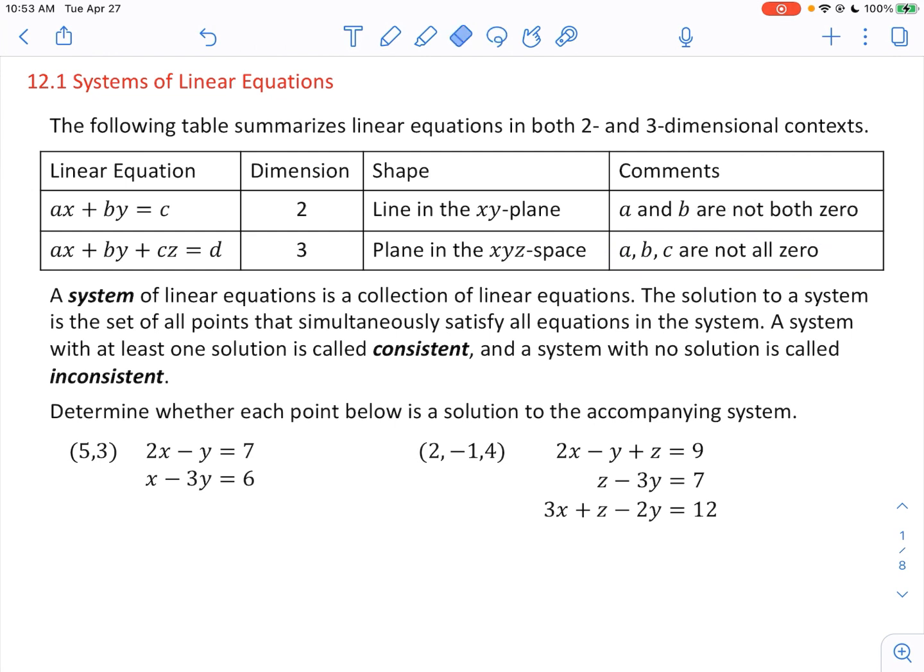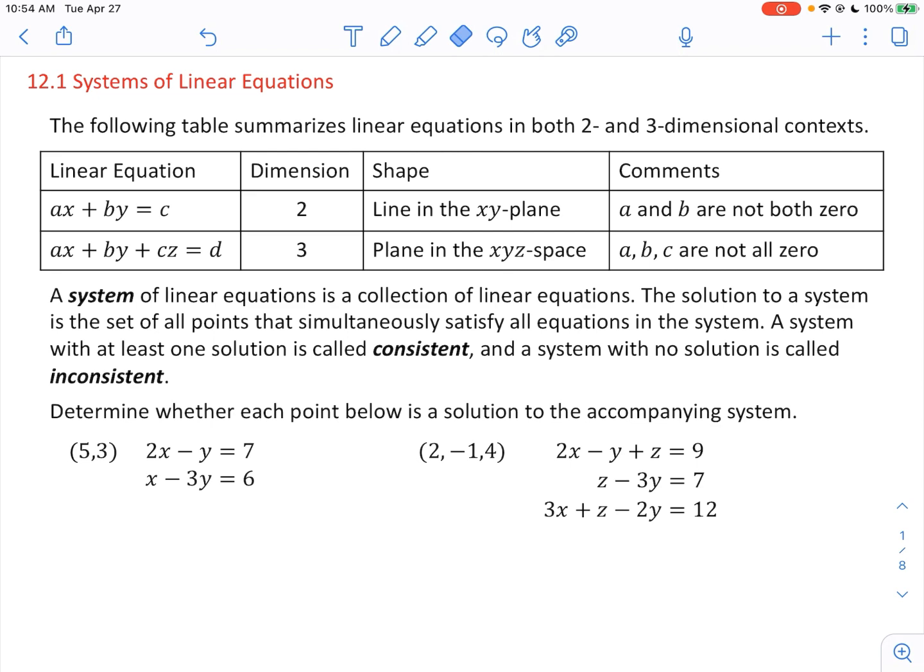Now, a system of linear equations is a collection of linear equations. The solution to a system is the set of all points that simultaneously satisfy all equations in the system. And a system with at least one solution is called consistent, and a system with no solution is called inconsistent.